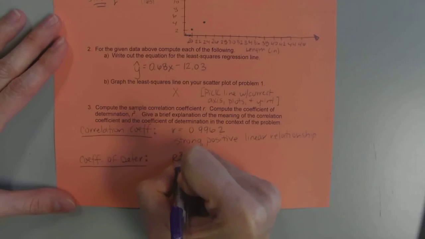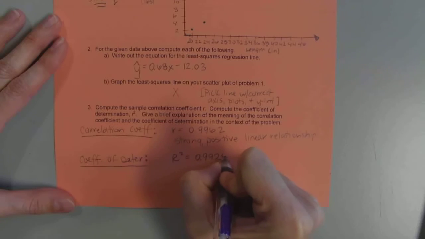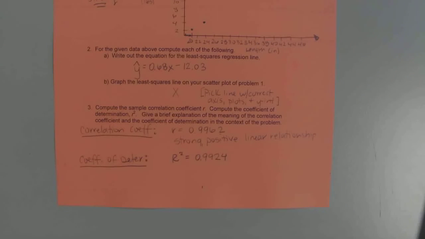is r squared, or little r squared, it doesn't matter. It's 0.9924. Does that look right? Is that what you guys have for your r squared in your calculator? What does that mean in terms? That's what I had you guys quote on your notes. What we're going to do is we're going to change this to a percent. So it's going to be 99.24%.